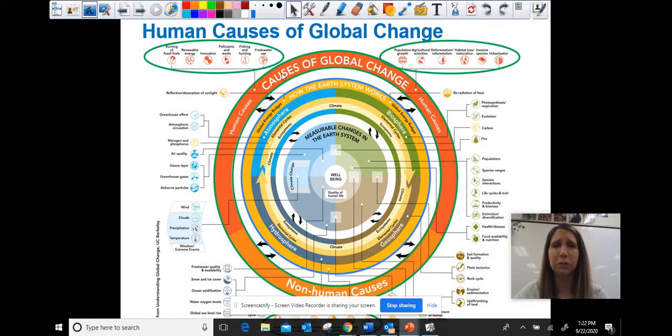Up here, these are human-specific causes. So these are more like the negative types of impacts that we can have on our environment, especially what we see over here. And so you can read over those. All of these we'll be talking about at some point in this chapter.